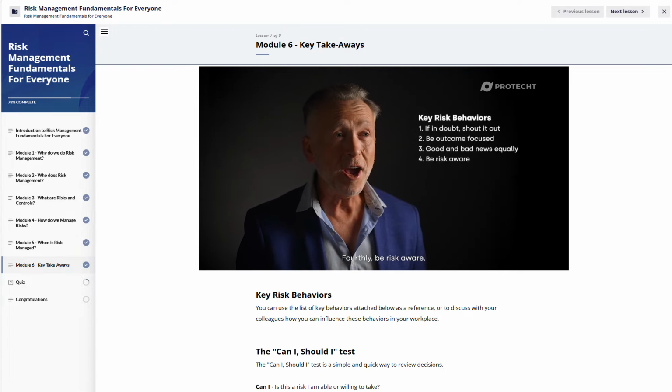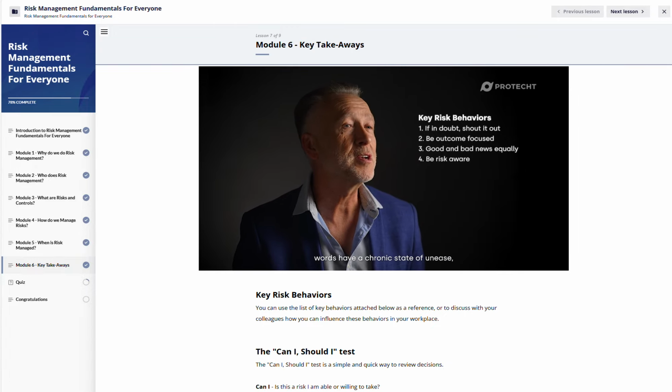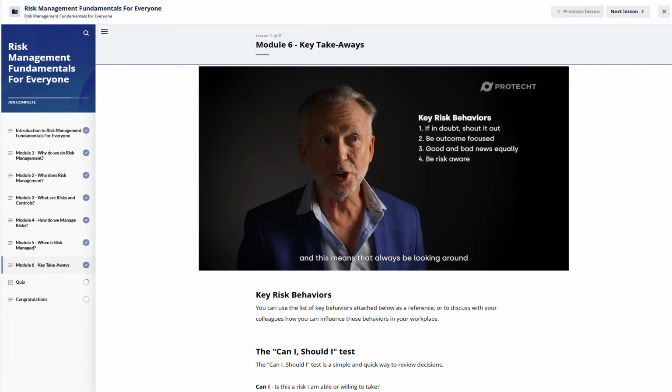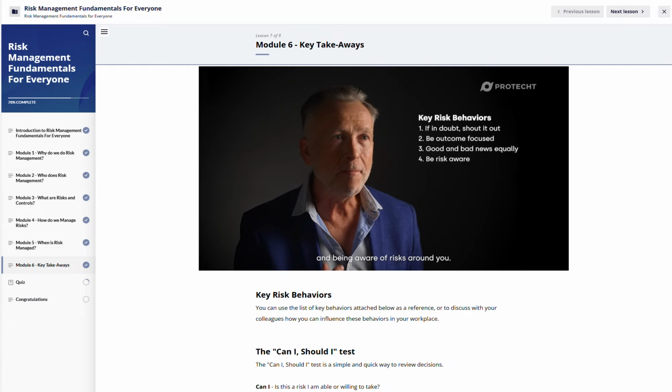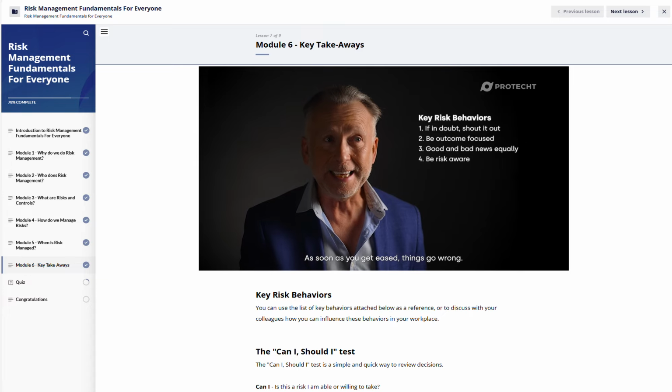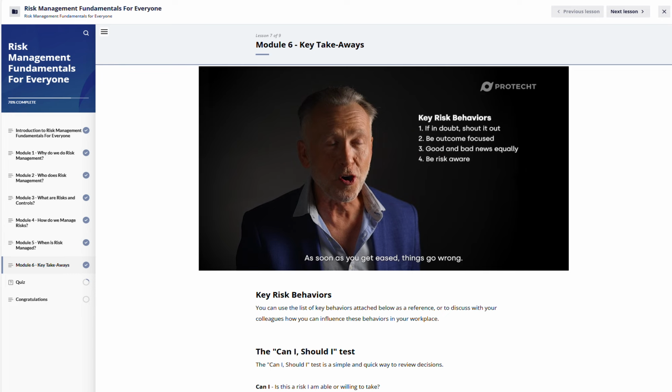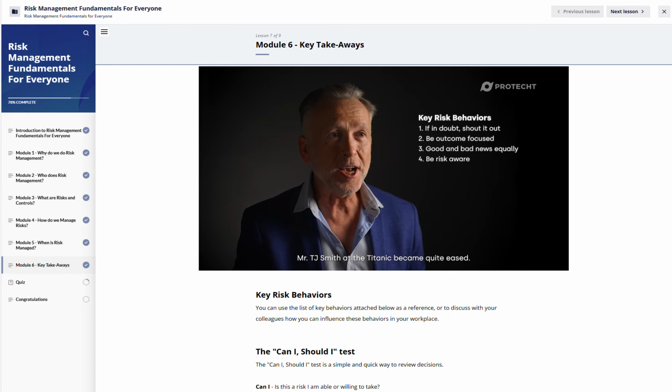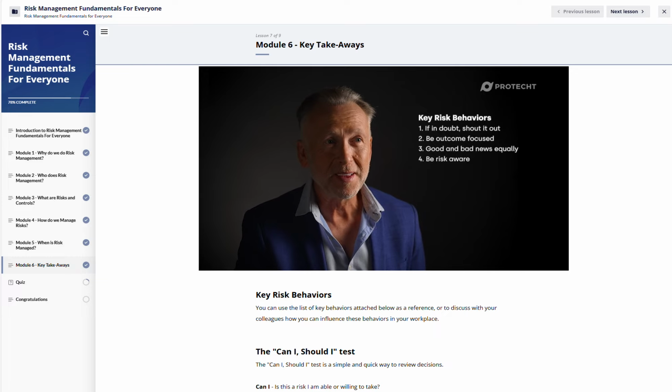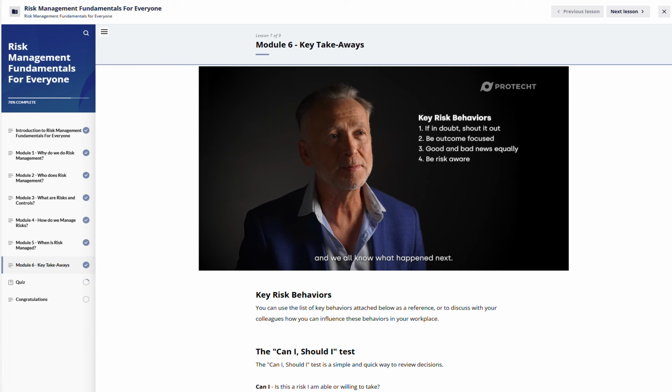Fourthly, be risk aware. We sometimes use the words, have a chronic state of unease. And this means that you should always be looking around and being aware of risks around you. As soon as you get eased, things go wrong. Captain E.J. Smith of the Titanic became quite eased. He had a chronic state of ease, and we all know what happened next.